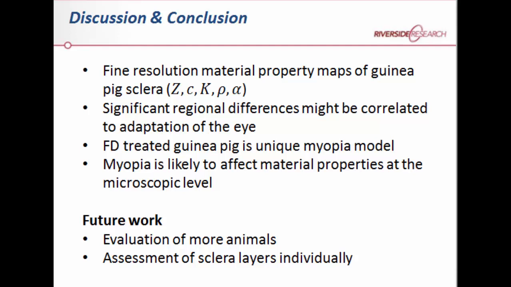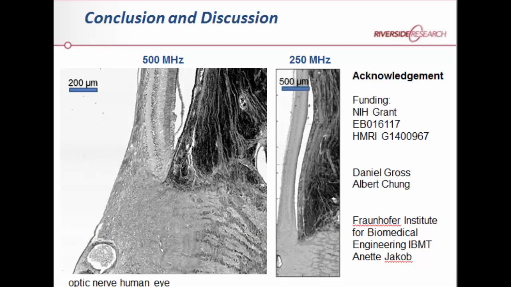saw significant regional differences, and it is likely that myopia is not just related to structure changes like the scleral thickness, but also to the intrinsic material properties. But of course, we have to evaluate more samples in the future, and we also want to assess different scleral layers. So for this, I want to close it.